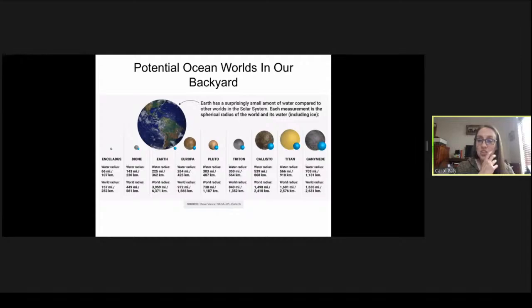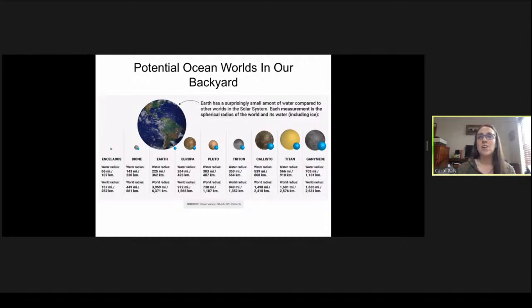So, if we begin to look at the distribution of ocean worlds or potential ocean worlds in our own solar system, again, to scale here, we see Enceladus, Dione, Earth, which again is a planet, not a moon. But by volume, it actually doesn't have a ton of water given its size compared to even a tiny moon like Dione or Enceladus, even, which has less. But Enceladus is only 250 kilometers across in radius compared to the Earth. So it's actually a significant fraction of it is water.